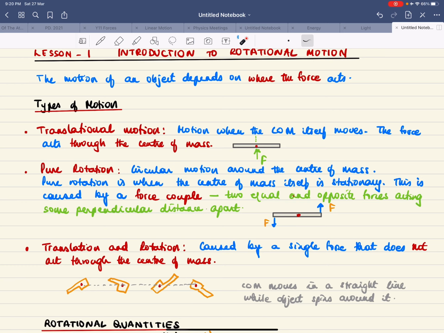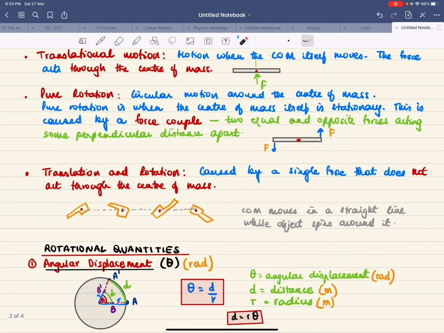Now, when you have translation and rotation, I'll draw it. If you have a single force that's not acting through the center of mass, then the center of mass itself moves in a straight line at constant speed, and the object rotates around it. So that's both rotation as well as translation. The word translation means to move forwards in a straight line.